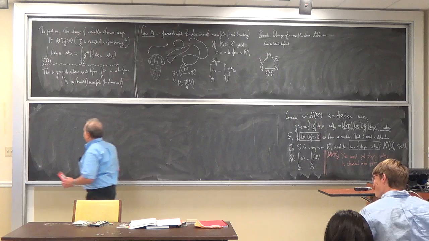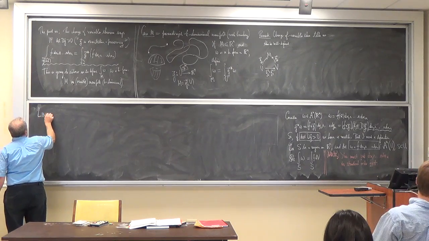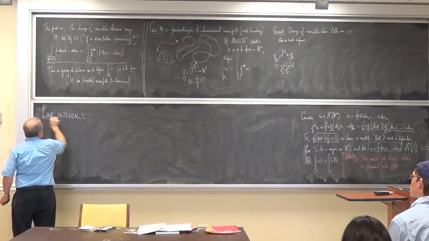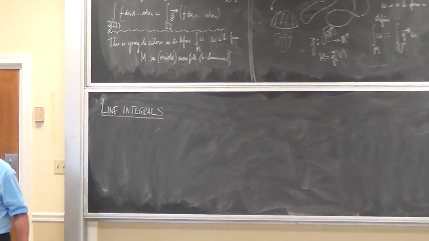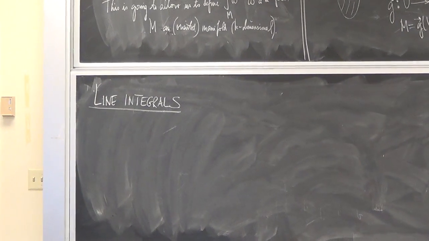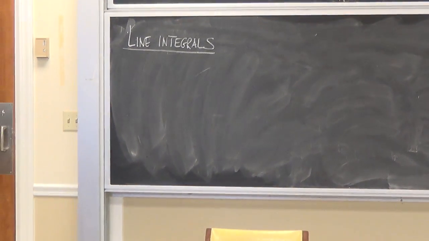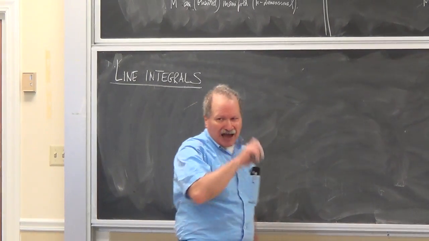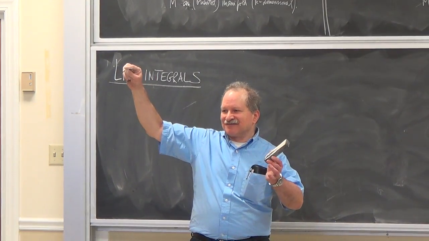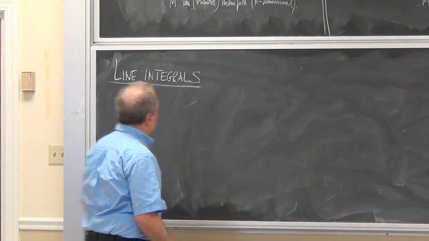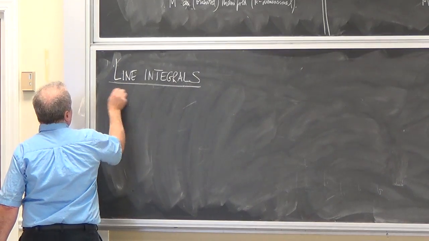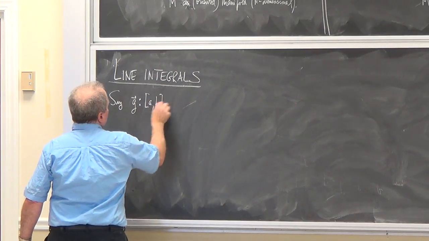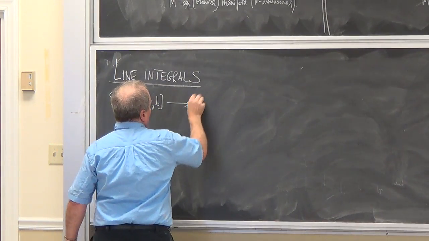So, the word that people use, and I've never understood why, is line integrals. You're not integrating on lines. Well, some books call them path integrals. You're integrating on paths, or you're integrating on curves. So, say you have a parameterized curve in R^n.